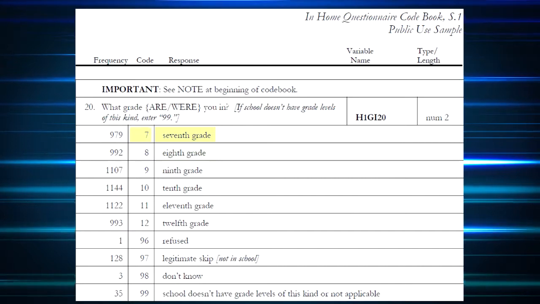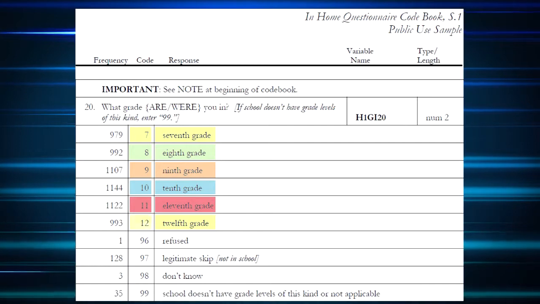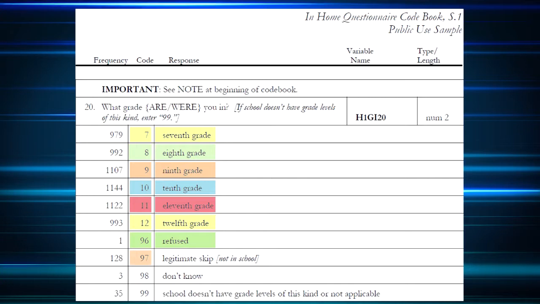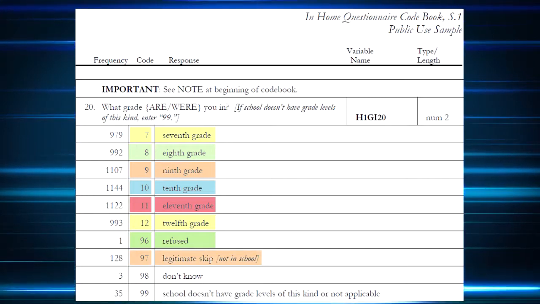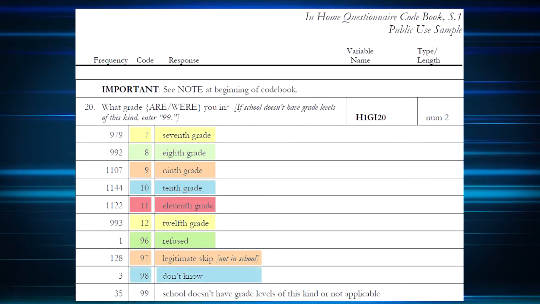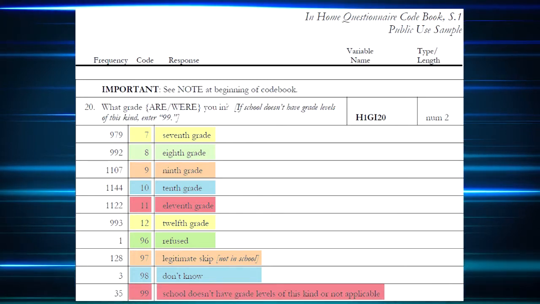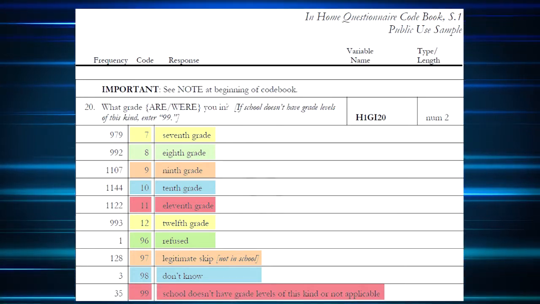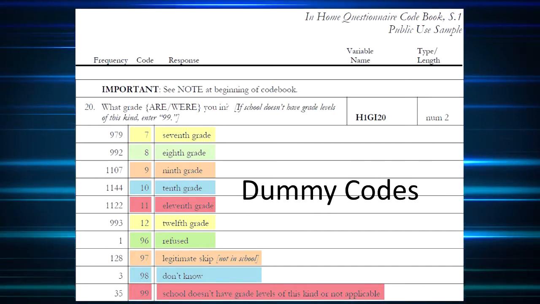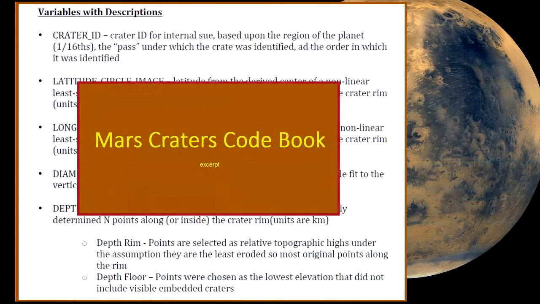You can see that 7th through 12th graders are logically coded as the number 7 through 12. 96 indicates that the adolescent refused to answer. 97 indicates a legitimate skip for the adolescents who are not currently in school. 98 indicates don't know, and 99 is recorded in a case where the school does not have grade levels. These numeric values are known as dummy codes, as they are included in the dataset, but they carry no direct numeric meaning. Here's an excerpt from the Mars Crater Codebook.